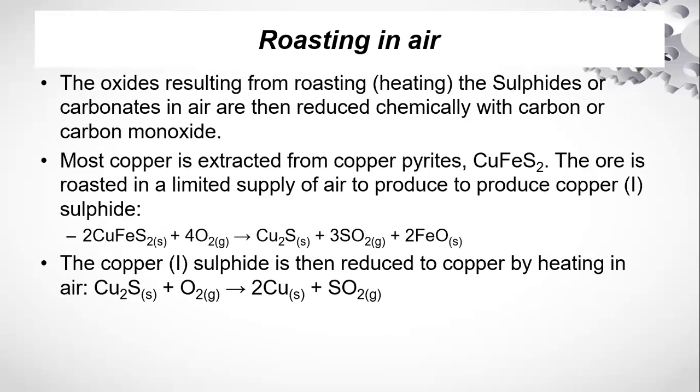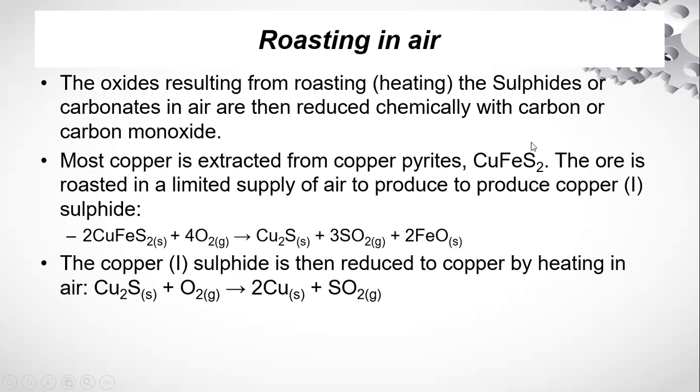Now, the oxides resulting from the roasting, that is the heating of the sulfides or the carbonates in air, are then reduced chemically with carbon or carbon monoxide. Most copper is extracted from copper pyrites. So these are chalcopyrite ores that are obtained from the sulfides of copper and iron. As you can see here is the formula.